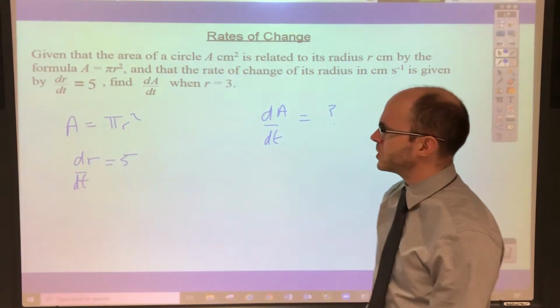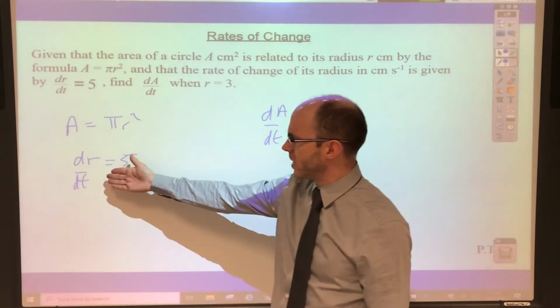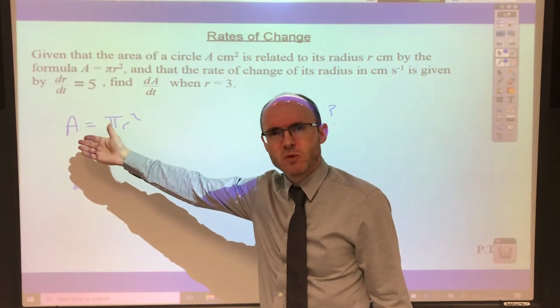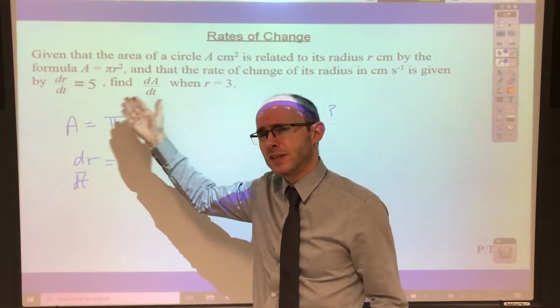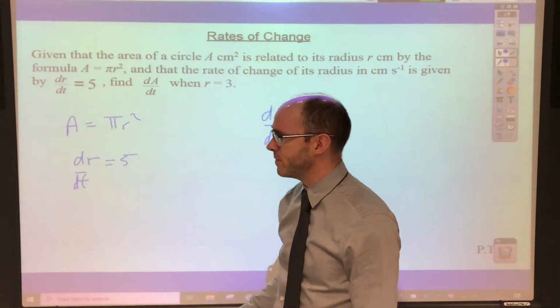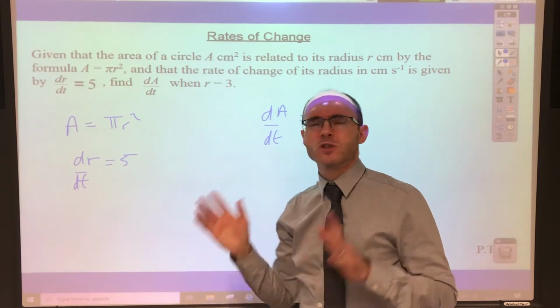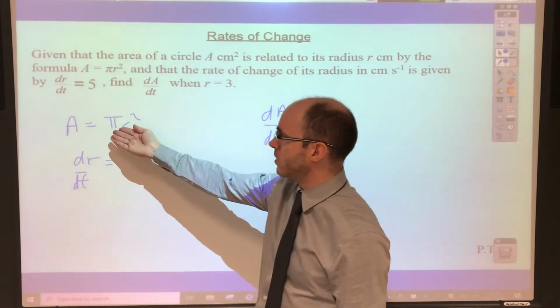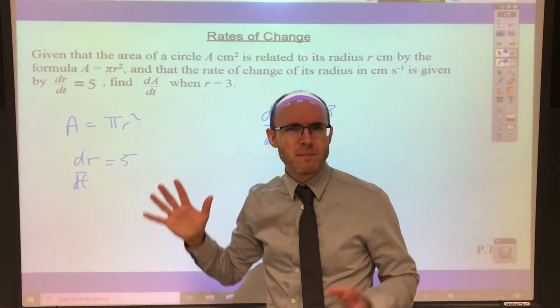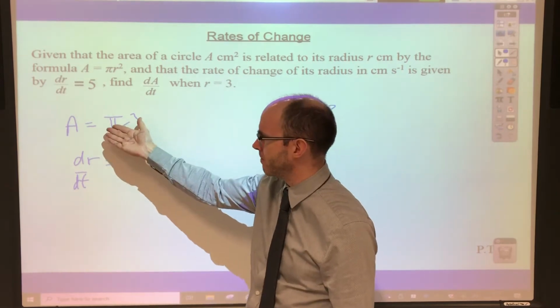Right. Now how do we do that? Well, we know dr/dt, and for some reason we've been reminded about this expression for the area, so we must use that somewhere. Now let's just think about this. This is about rates of change, which is about derivatives. Why not differentiate that and just see what happens for a moment?